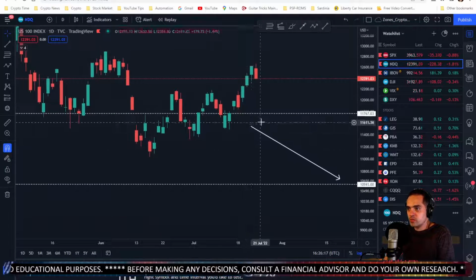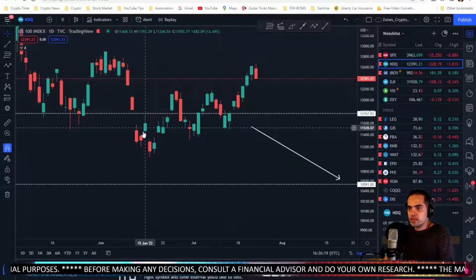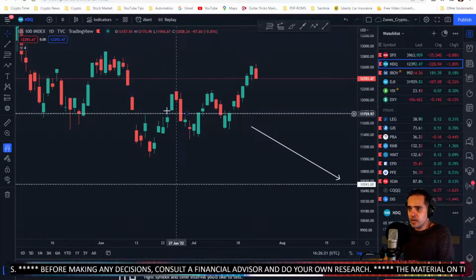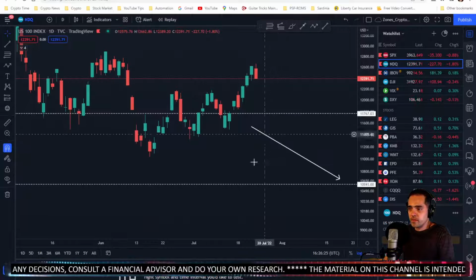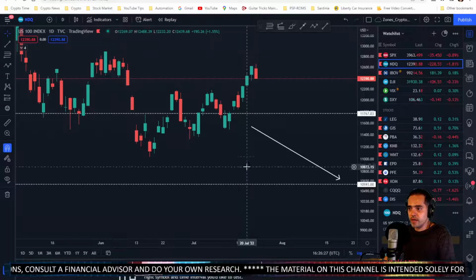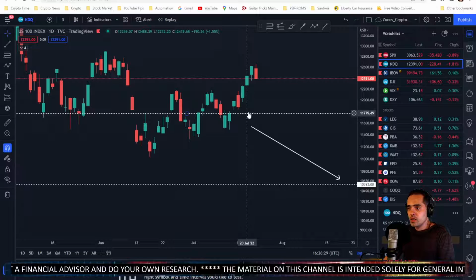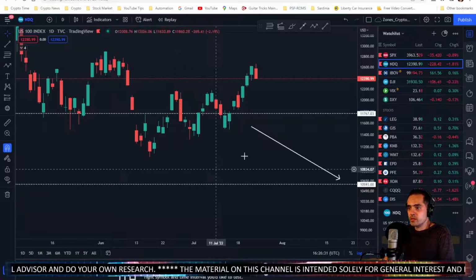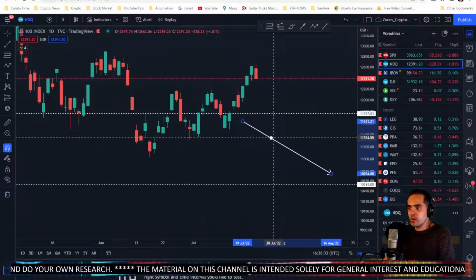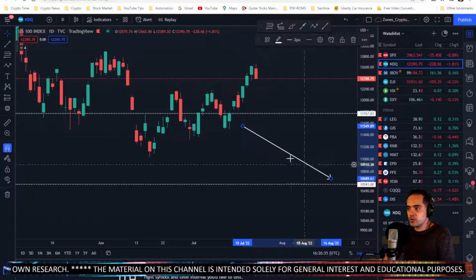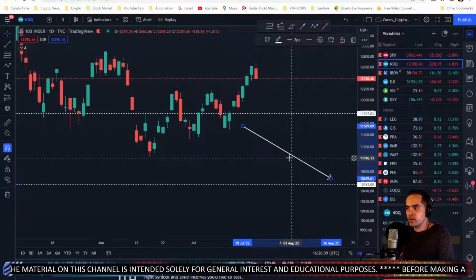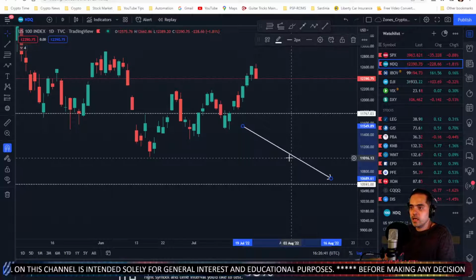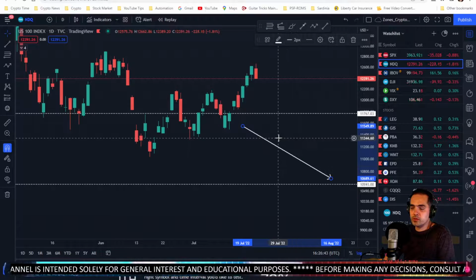So here we have two levels. The price reached the first level, as you can see by these two dotted lines. So we were expecting to see something as well down to 10,500 points for the index, and that could happen.